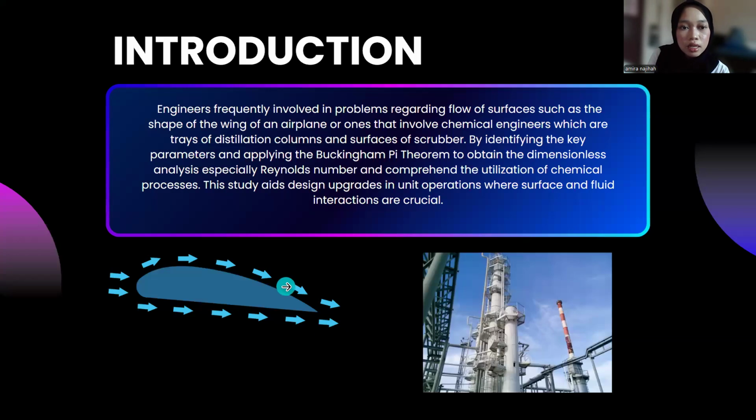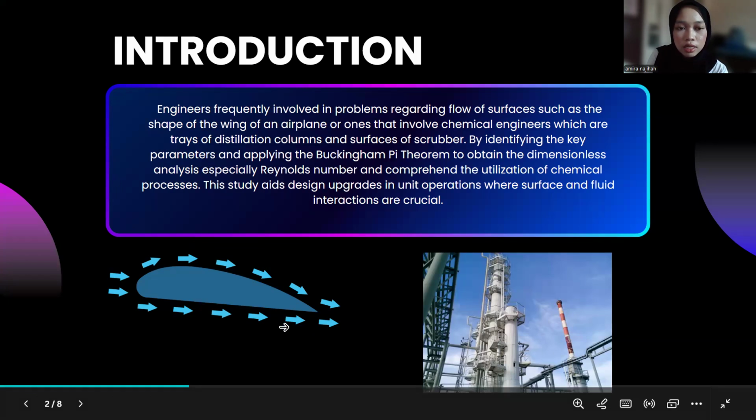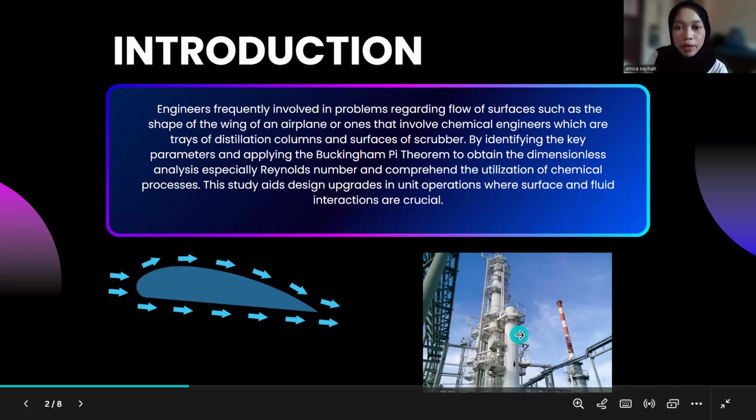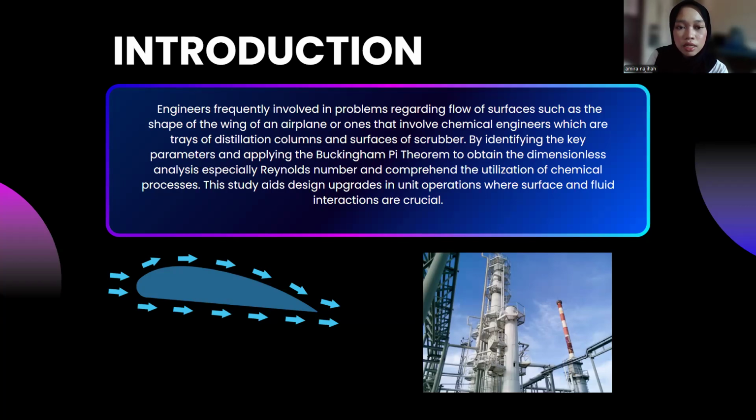So firstly, the introduction for this topic is engineers frequently involved in problems regarding flow over surfaces, such as the shape of the wing of an airplane, or ones that involve chemical engineers, which are the trays of these distillation columns and surfaces of a scrubber. By identifying the key parameters and applying the Buckingham-Pi theorem to obtain the dimensionless analysis, especially Reynolds number and comprehensive utilization of chemical processes, this study aids design upgrades in unit operation where surface and fluid interactions are crucial.